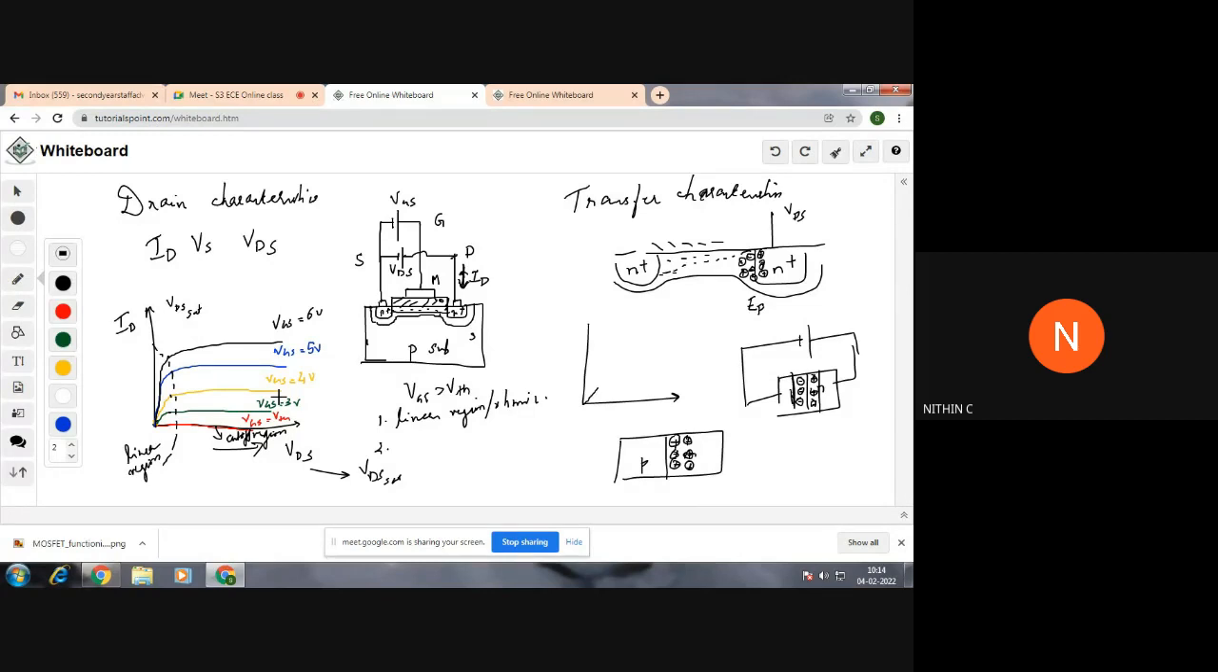Okay, fine. That's how we are getting a graph like this. So ID versus VDS at constant VGS.